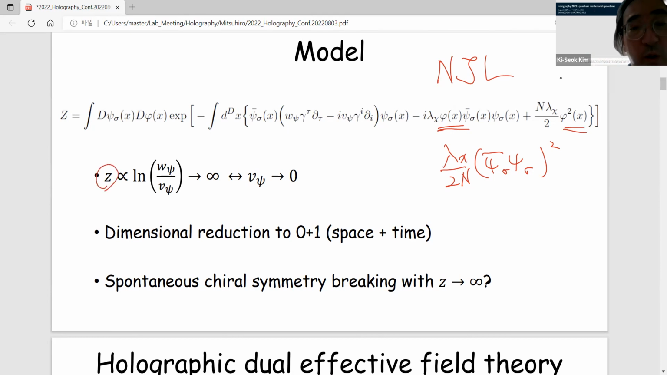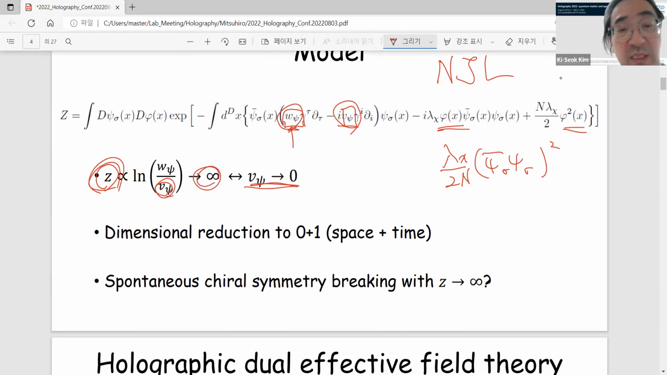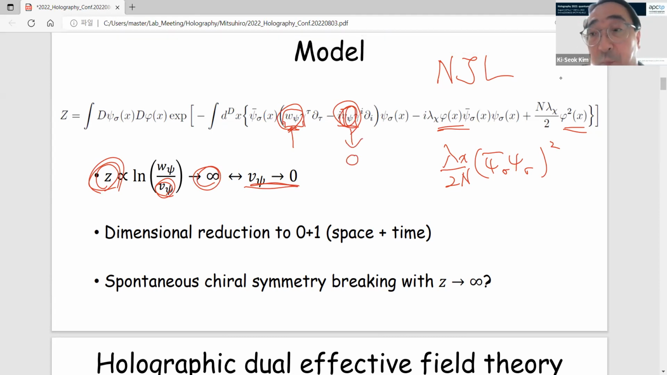The dynamical critical exponent is defined by the wave function renormalization constant and the velocity renormalization. In the non-relativistic case, you need 2 renormalization constants, not 1. So when v goes to 0, the dynamical critical exponent diverges, which means that the velocity becomes 0. It means the band becomes flat. So all electrons are involved in this process.